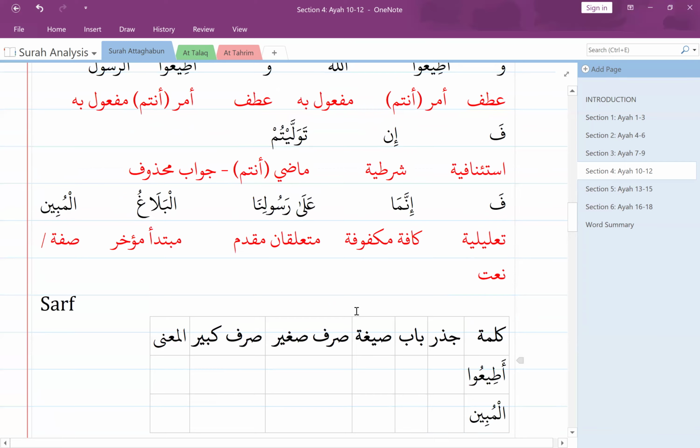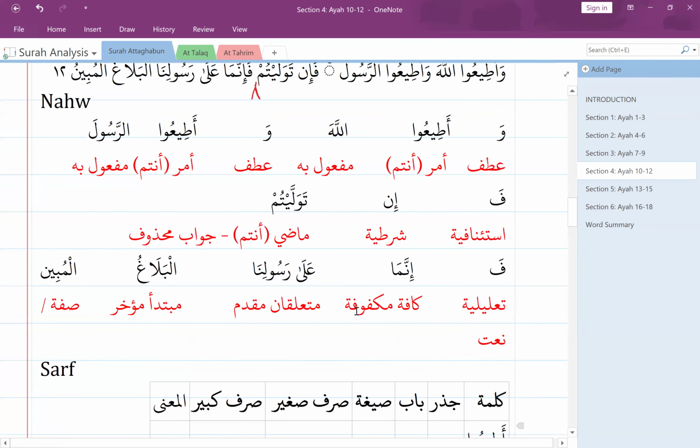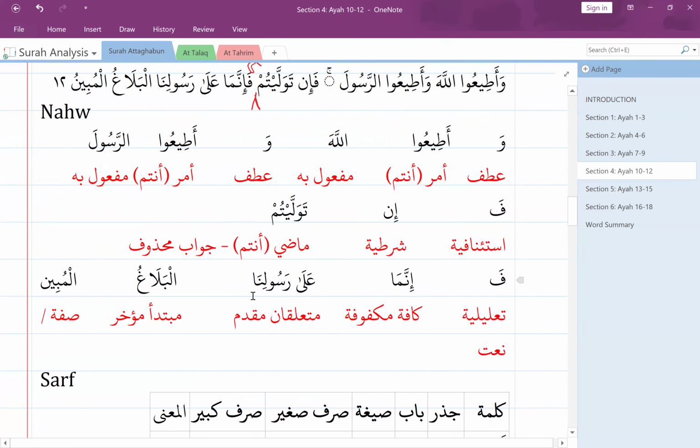I wanted to ask you, why did the khabar come first? على رسولنا? Yes. So obviously when we see something like this, then it means there's ikhtisas, there's a special meaning. Because normally when the mubtada comes after, what do we expect?